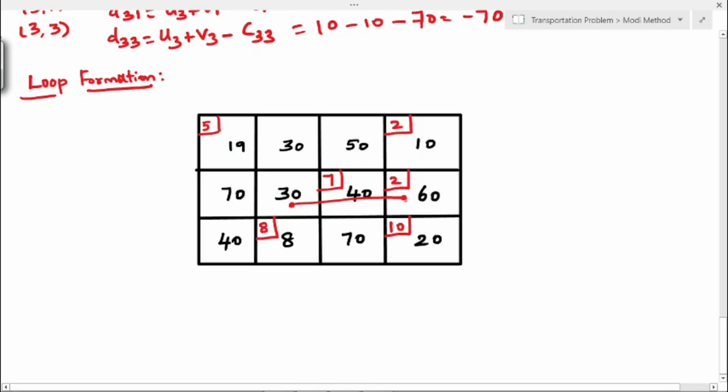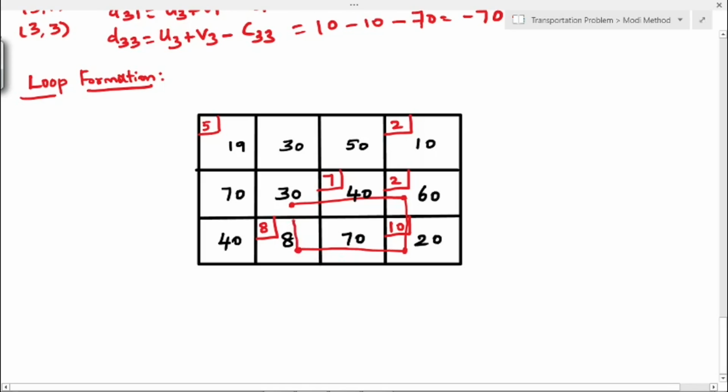So I can go only downward. From this point, I can move to this occupied cell. So this is the third point. From this point I can go to this point because the remaining points are unoccupied. So I can move only to the occupied cell. So this is the fourth point.